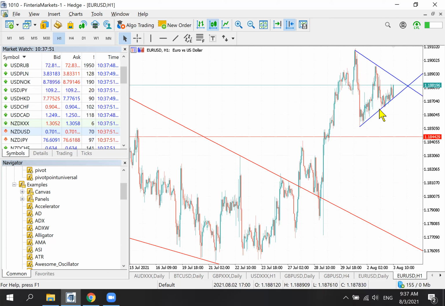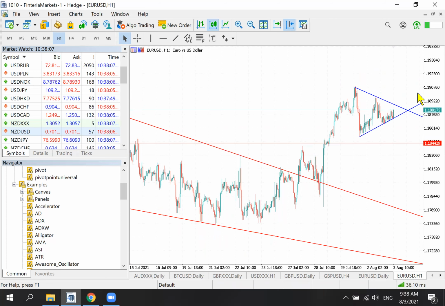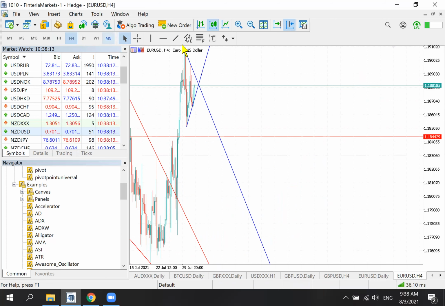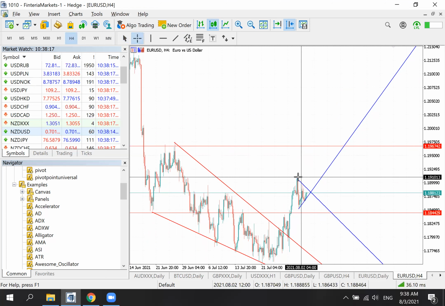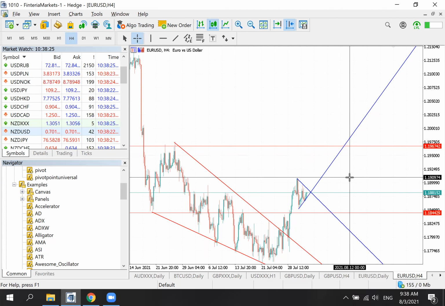This type of formation is usually a continuation pattern. So we might expect a breakout in the direction of the previous trend. Let's say we had a strong impulse, we had the correction, we have a continuation pattern, and we might actually expect to have a breakout. Probably the next level could be approximately the high that was reached on July the 30th, so it can be level 1.1910.